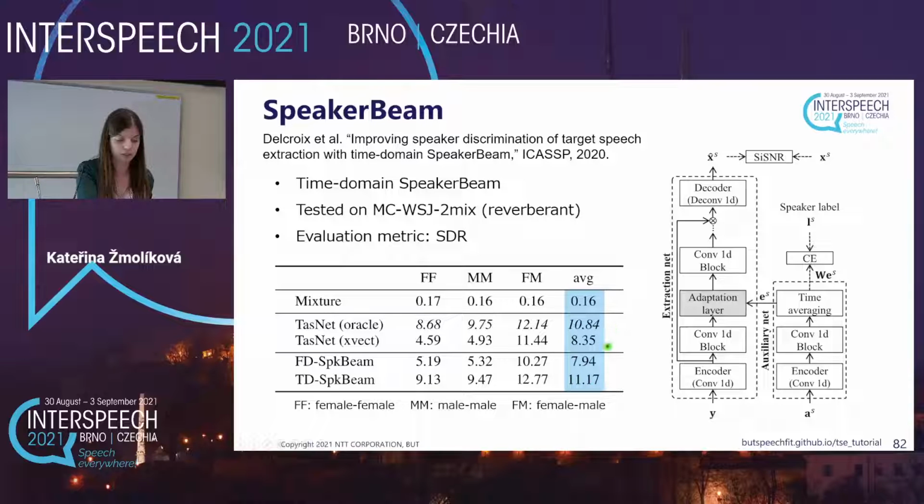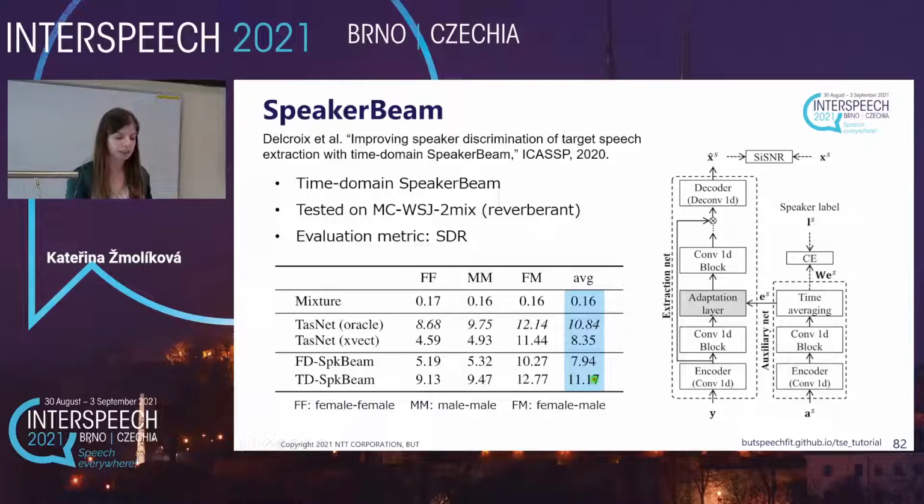with rows 2 and 3, which show the performance of a cascade of speech separation and a subsequent selection of the target speaker, where in the second row, the target speaker is selected from the outputs of speech separation in an oracle way, and in the third row it is selected by using x-vectors. So here you can see that doing the target speech extraction directly has some advantage over the cascade of speech separation and selection. Also here you can compare frequency domain and time domain SpeakerBeam.